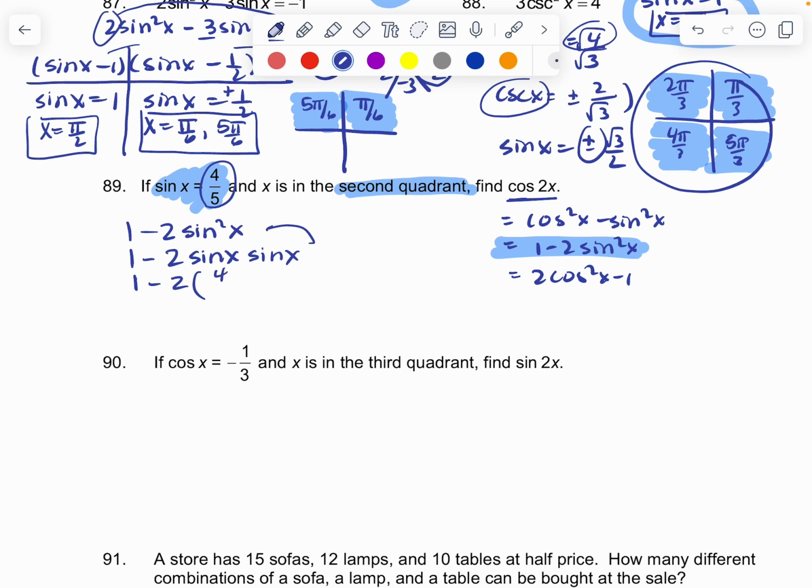The sine of x is 4 over 5. What is the sine of x? The sine of x is 4 over 5, so I'm just plugging it in. Okay, so let's multiply this out.